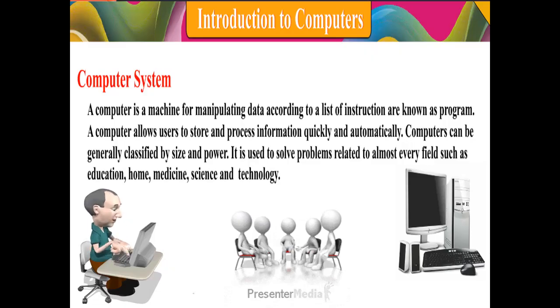Generally, we know that a computer is an electronic machine. A computer is a machine for manipulating data according to a list of instructions known as a program. Here, manipulating data means handling or controlling data. Simply said, a program is the list of instructions.